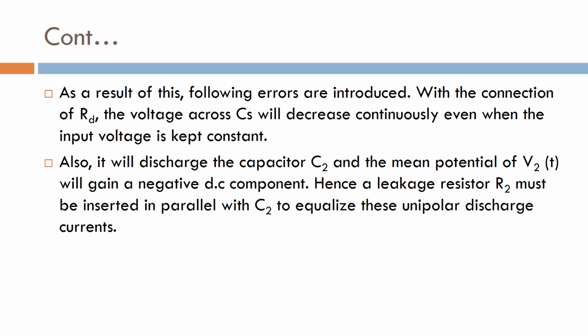As a result of this, the following errors are introduced. With the connection of RD, the voltage across CS will decrease continuously even when the input voltage is kept constant. Also, it will discharge the capacitor C2, and the mean potential of V2 will gain a negative DC component. Hence, a leakage resistor R2 must be inserted in parallel with C2 to equalize the unipolar discharge current.